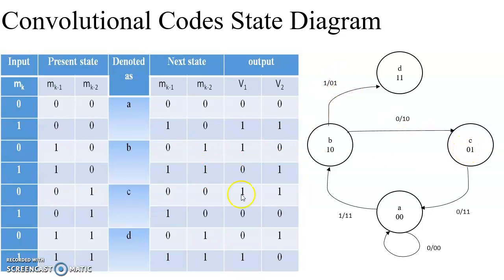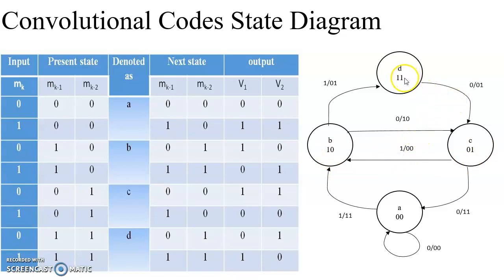Present state is 0, 1. We are going on to this one. Input is 0. The next state we are going to is 0, 0 here and the output is 1, 1, which is written to the right of the slash. Then present state is 0, 1, C state, input is 1, the next state we are going to is 1, 0, and output is 0, 0.